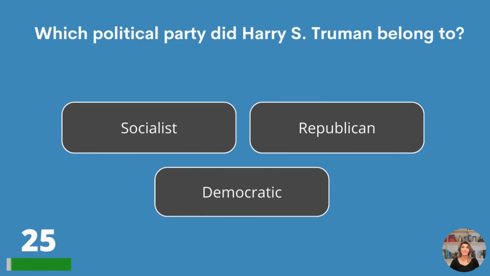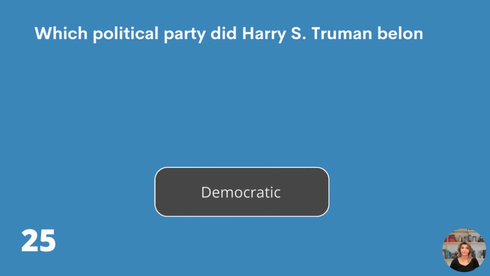Which political party did Harry Truman belong to? Socialist, Republican, or Democrat? The Democratic Party.